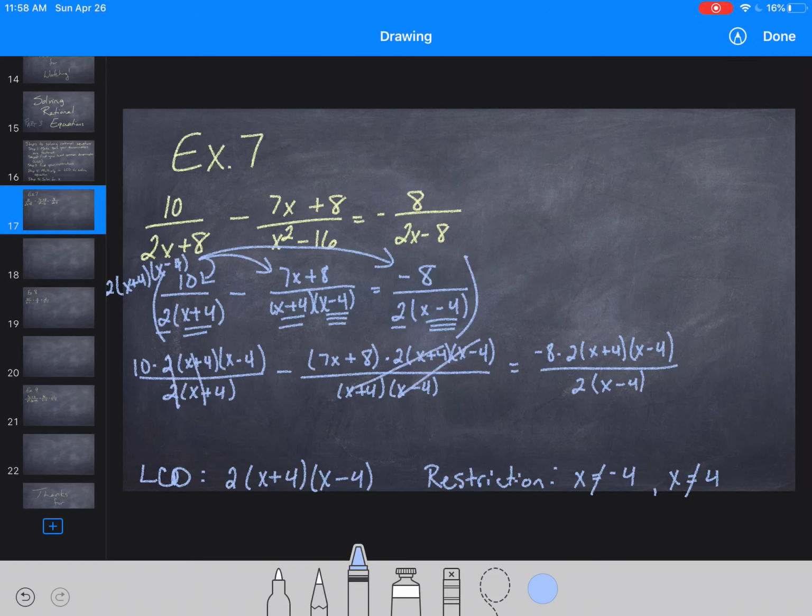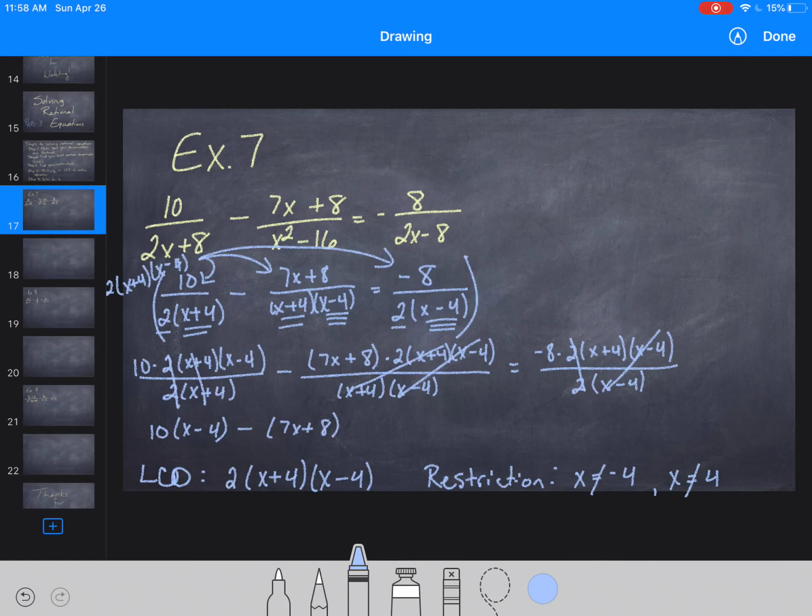Now I'm going to look to see what's going to reduce out. I can get rid of my 2's and my x plus 4's of my first fraction. I can get rid of the x plus 4's and the x minus 4's of my second fraction. And I can get rid of the 2's and the x minus 4's of my third fraction. When I do this, I can rewrite my problem so it's a little bit simpler.